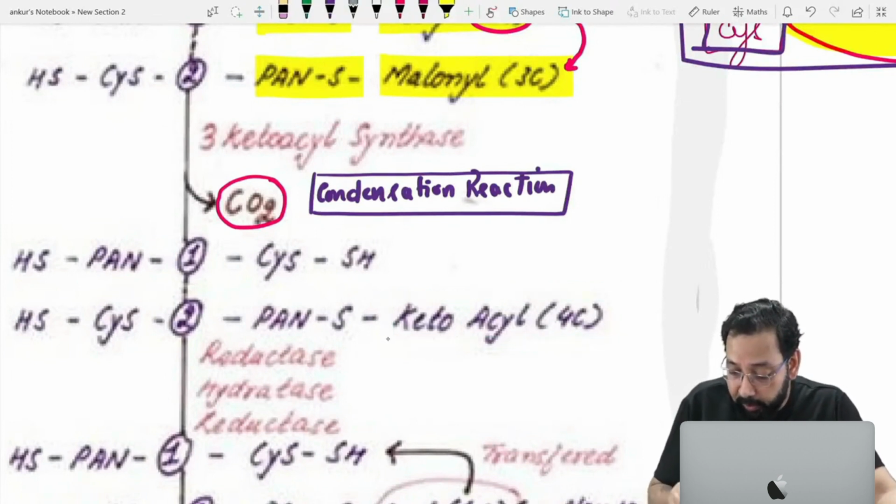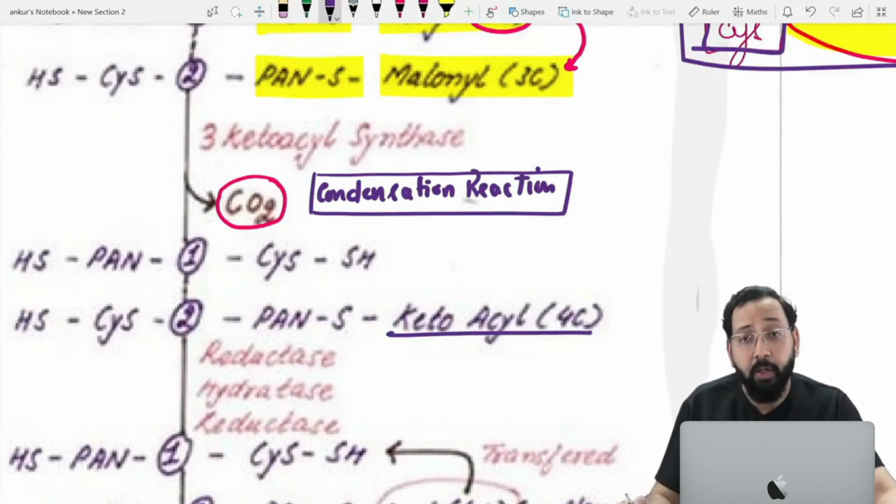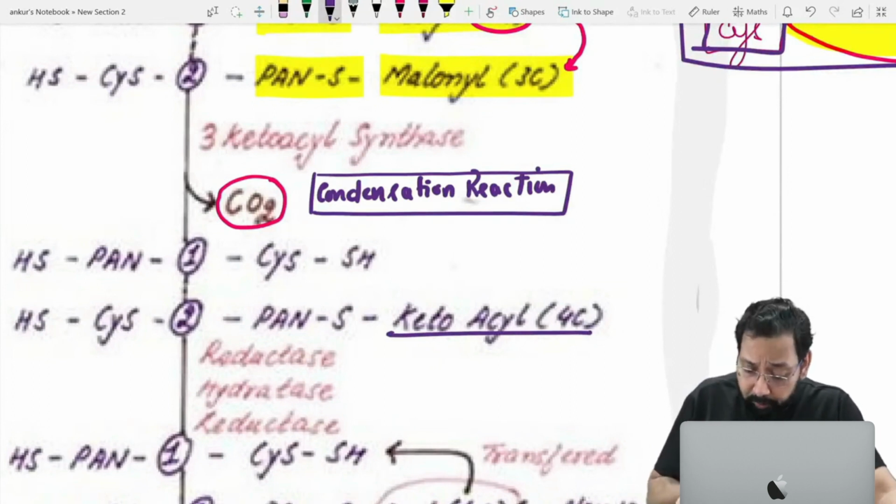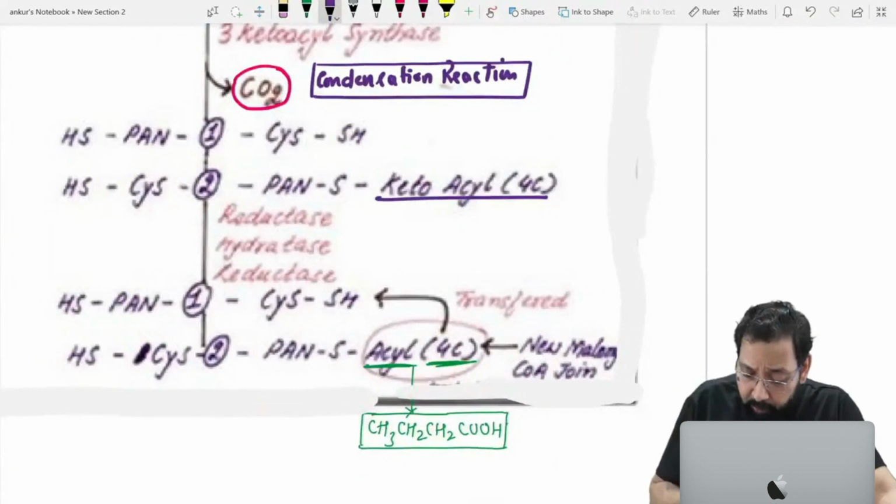In this ketoacyl, how many carbon atoms are there? Four carbon atoms are there in ketoacyl. Now, this ketoacyl will be converted to butyric acid.